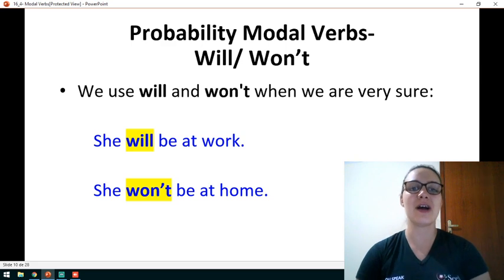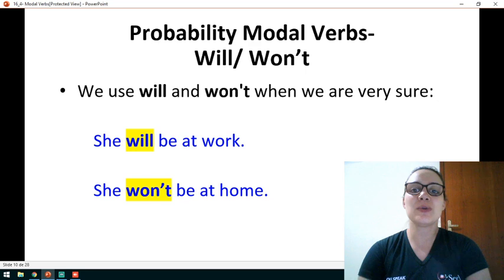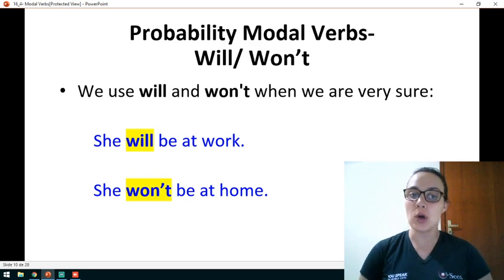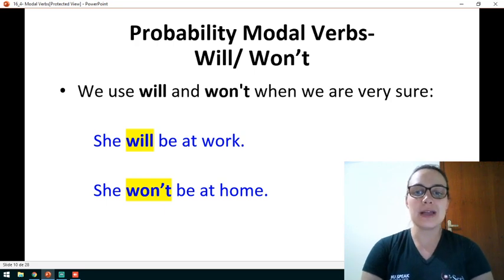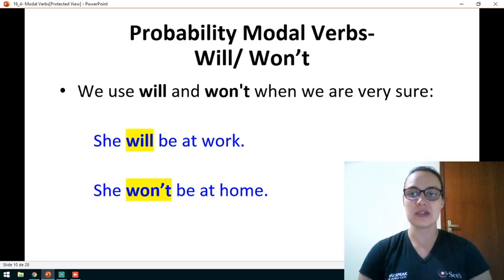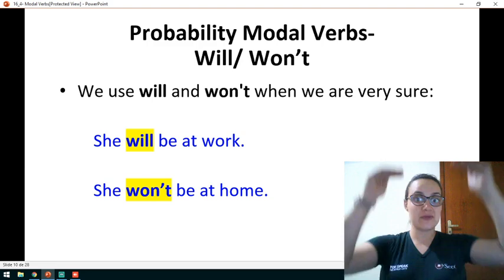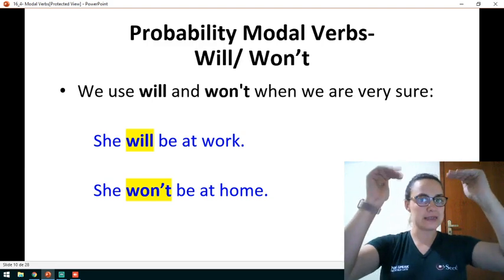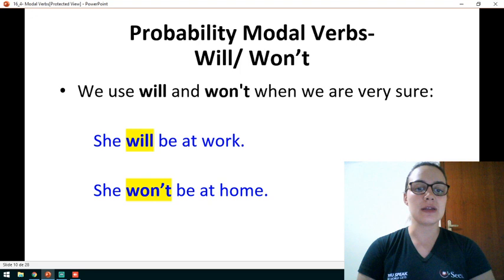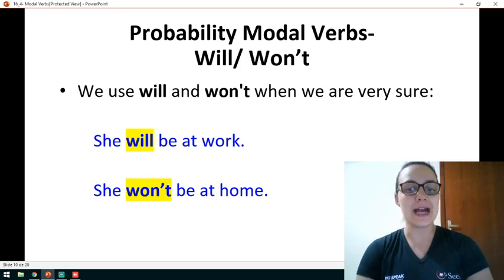We also saw on our list of probability that we can use will or won't to talk about probability. So we use will and won't when we are very sure. All right, so we saw in the levels of certainty that will was very high on the list. Now the negative form of will is won't. So I can say she will be at work. She won't be at home.